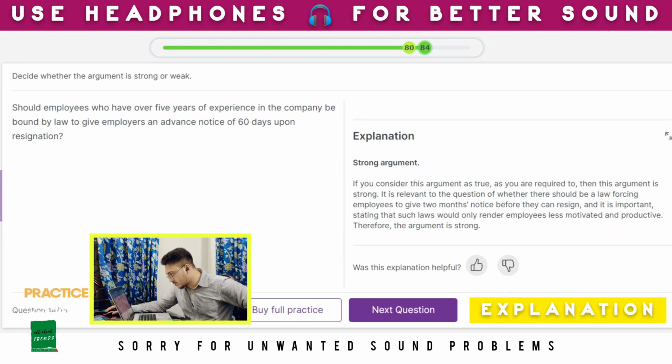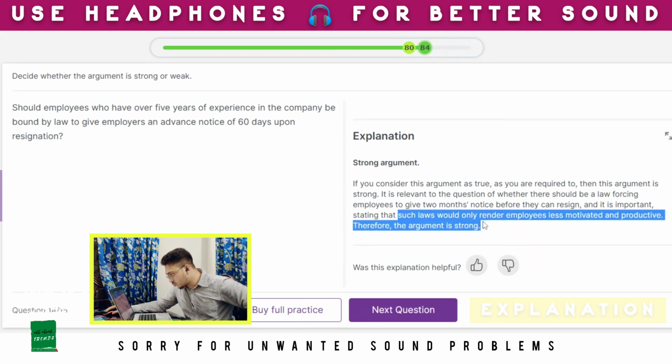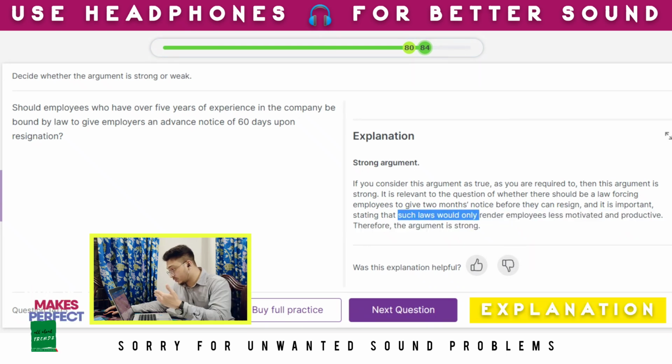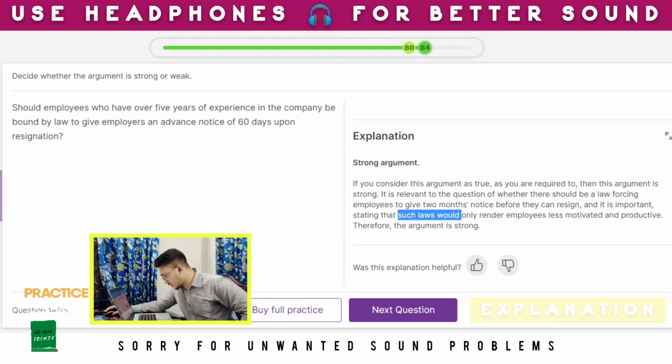Okay. Actually, yeah, we are dealing with the explanation right now. Such laws would only render employees less motivated and productive. Therefore, the argument is strong. Yeah, that's right.